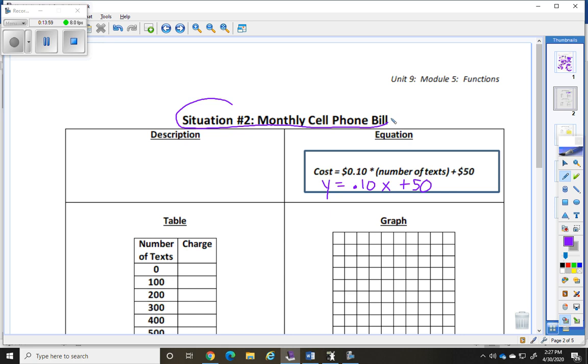And the title is actually very important. It's about a monthly cell phone bill. And they're saying that the cost is 10 cents times the number of texts plus $50. So what could that really mean? If you're paying 10 cents for the number of texts, it means that you're paying 10 cents per text.